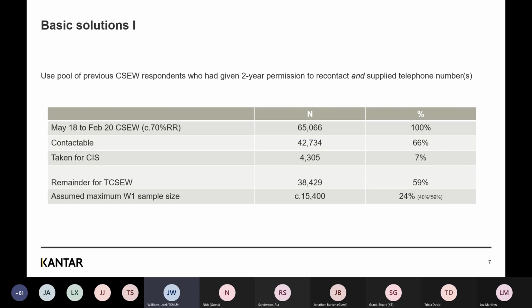And we made an assumption based on information in the Labour Force Survey and elsewhere that we'd probably be able to achieve interviews with about 40% of those. So a maximum sample size of 15,000 or so, which clearly wouldn't last 9 months if we were trying to get 3,000 in each one. Next slide.